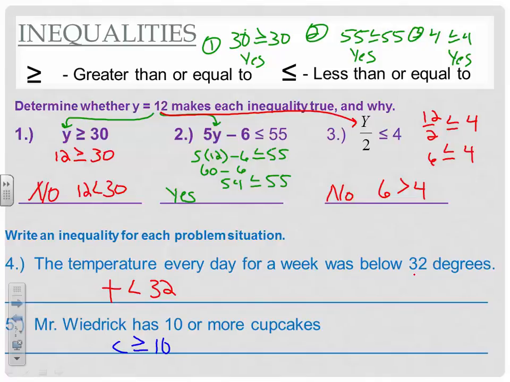Now think about that. Put a number in for the C. So I could put a 10 there. 10 equals 10, we know that. But 10 or more cupcakes. So for the C, could I put a 15 in here? Is 15 greater than or equal to 10? Yes, it is. So notice the difference between those two. The first one, number 4 here, said the temperature is below 32, so T is less than 32. This one says I have 10 or more, so I have to have something that is greater than or equal to.